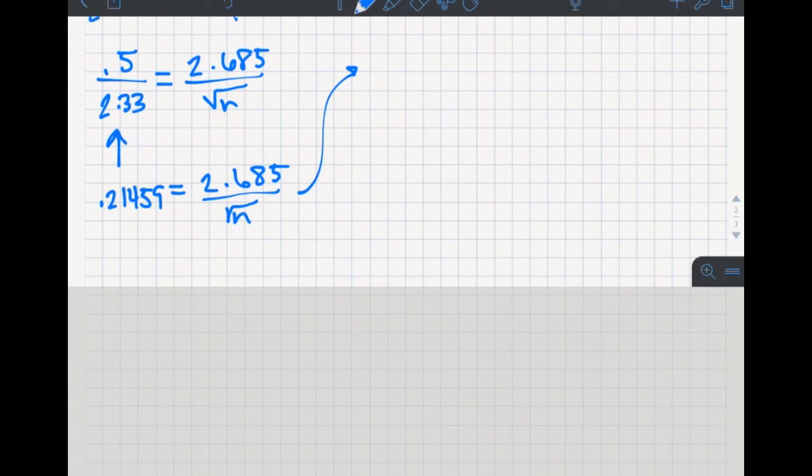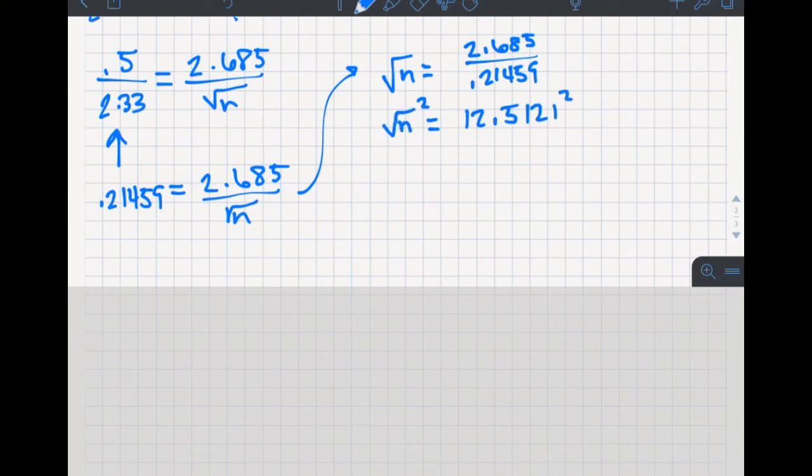The square root of n is equal to 2.685 divided by 0.21459. And if I do that, I get that that's really equal to 12.5121. That's still the square root of n. So if we square both sides, we're going to get n equals 156.55, which we will round up to n equals 157.